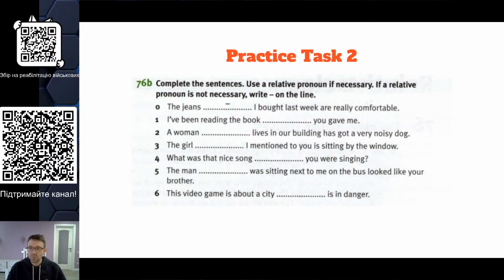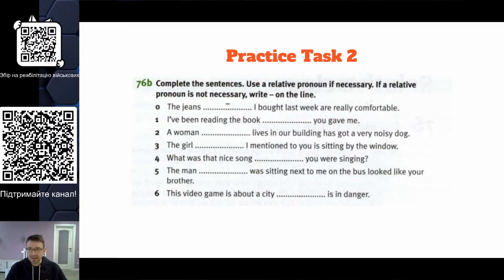Number four, once again here is nothing. We should have no relative pronoun here. So we have the question, what was that nice song you were singing? You were singing a song. The song is the object of the relative clause, and so we can skip the relative pronouns. Once again, for real life English, you can use which, you can use that, but for this task, we don't need to use anything here.